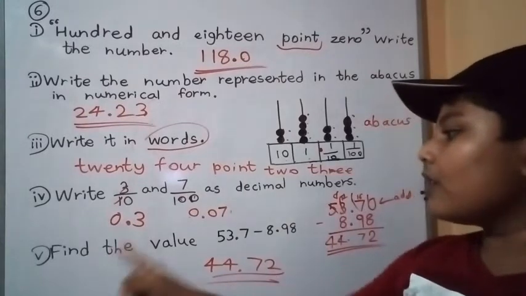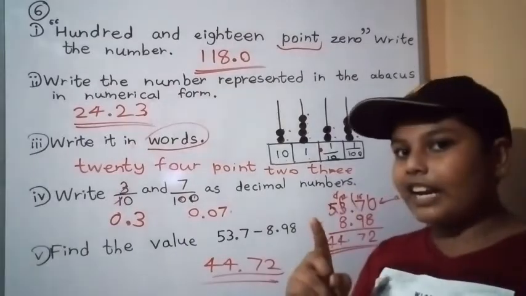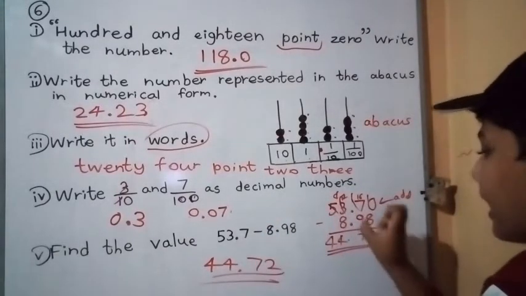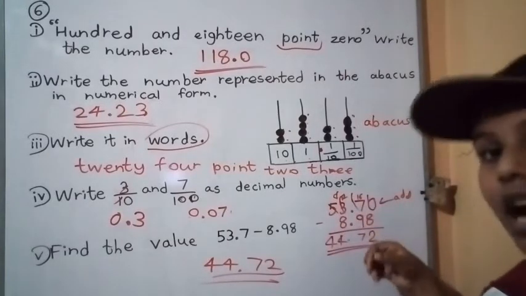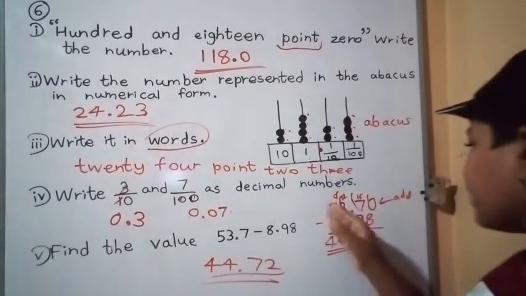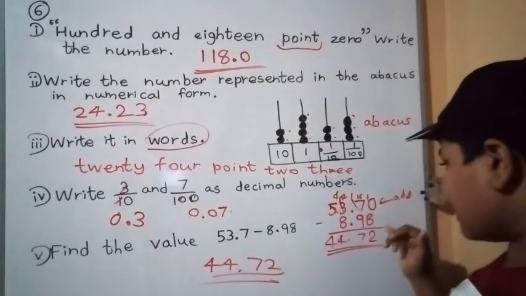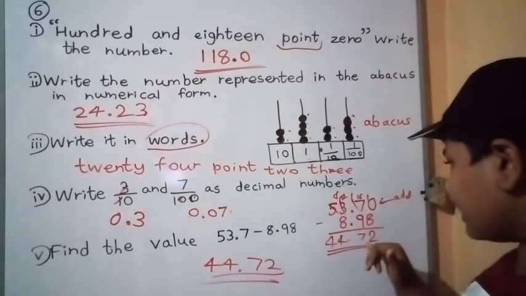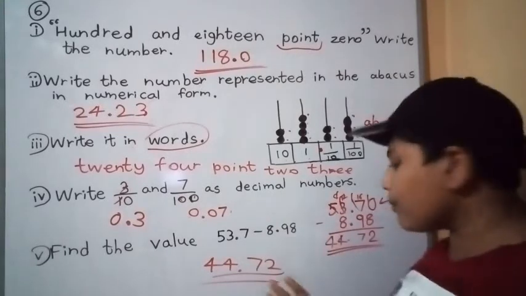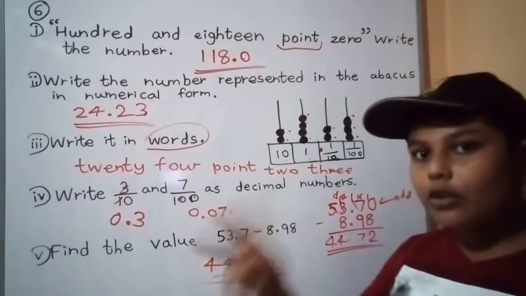Now, fifth one: find the value of 53.7 subtract 8.98. We can't subtract 8 from 3, 9 can't be subtracted from 7, 8 can't be subtracted from 0. Now you want to borrow like here. Now classify that and get the answer. 10 subtract 8 is 2, 16 subtract 9 is 7, 12 subtract 8 is 4, 4 remains 4. Now 44.72.